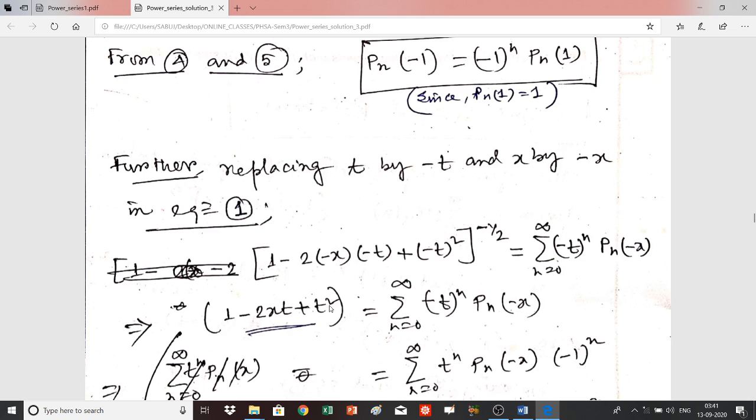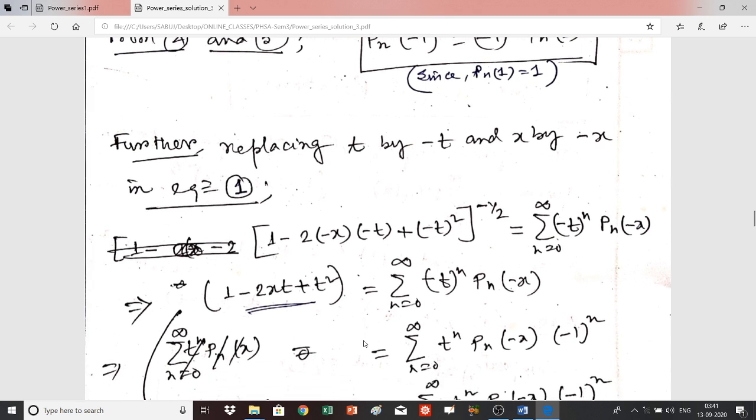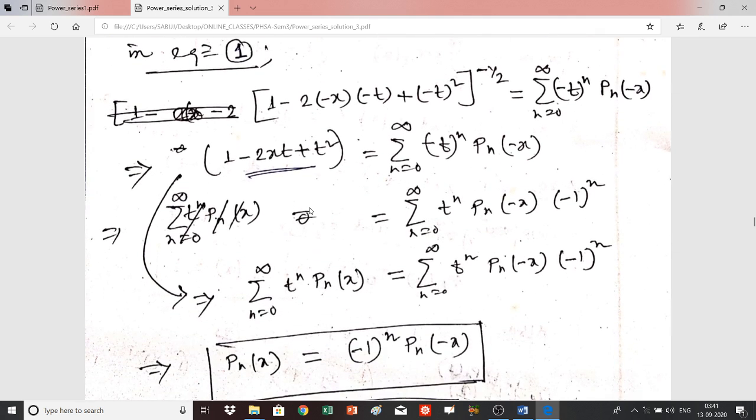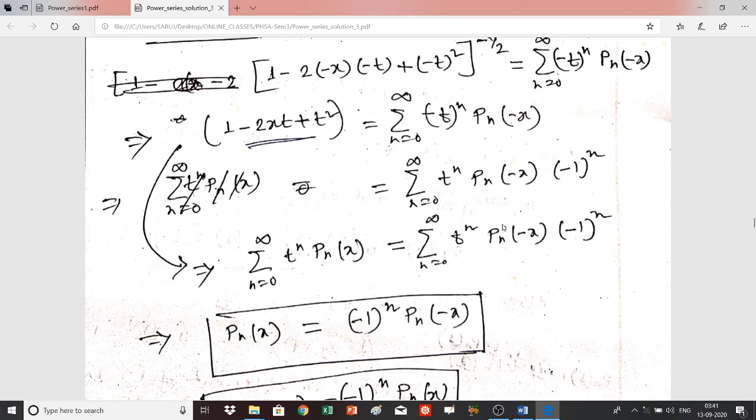As initially taken, the generating function 1 minus 2xt plus t square to the power minus half is equal to the sum for n equal to 0 to infinity of (minus t) to the power n Pn(-x), and this can be written as t to the power n into (minus 1) to the power n Pn(-x). You know that this term is nothing but the sum for n equal to 0 to infinity of t to the power n Pn(x), and that is equal to the sum of t to the power n Pn(-x) times (minus 1) to the power n. Now if you compare both sides, the coefficient of t to the power n gives Pn(x) equal to (minus 1) to the power n Pn(-x).